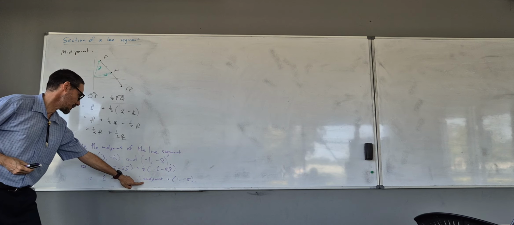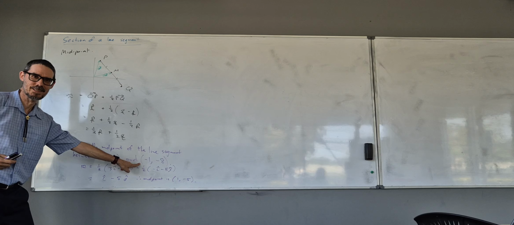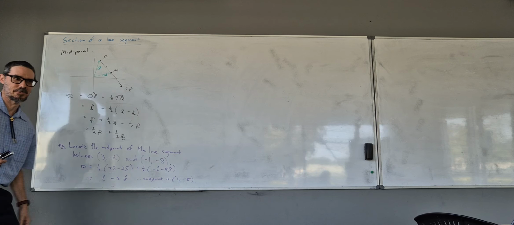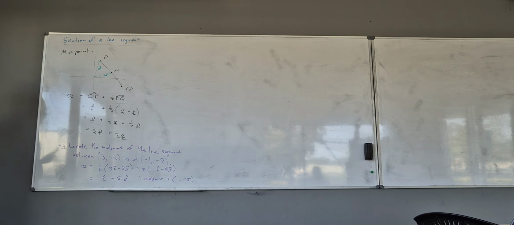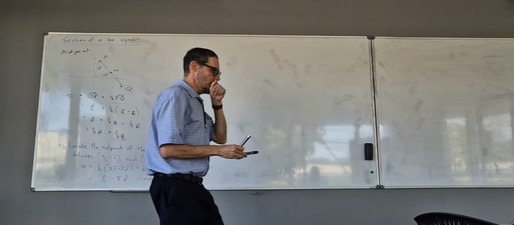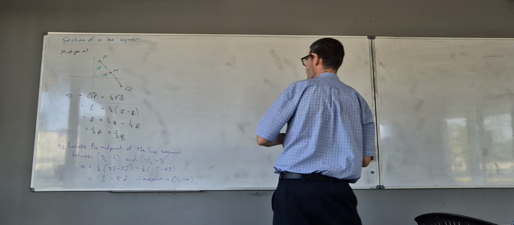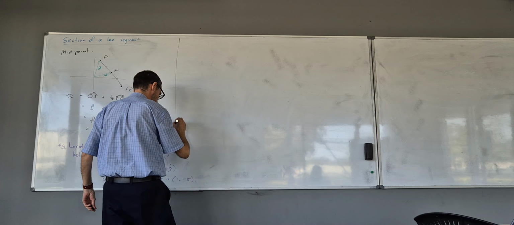Answer it in the context of the question. The question has no vectors, only points. So answer as the midpoint is a point, rather than a vector. So, too easy. What about something other than a half?